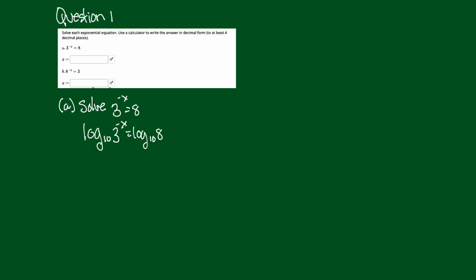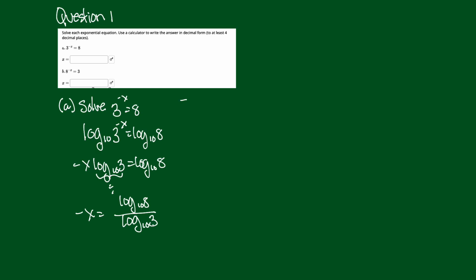Now, by the properties of logarithms, that negative x, I can bring that down as a multiplier. So I'm going to get negative x times the log base 10 of 3. That's equal to the log base 10 of 8. Now, this is just some number. Let's divide by that number. So I'm going to get negative x is equal to this fraction, log base 10 of 8 over log base 10 of 3.